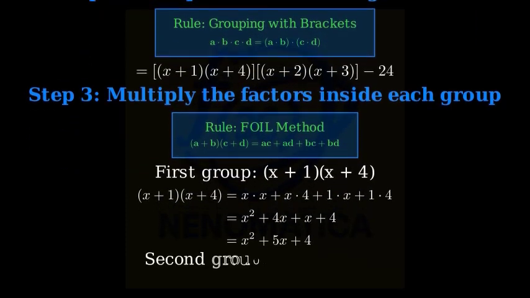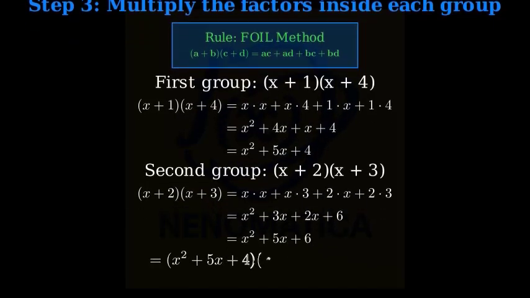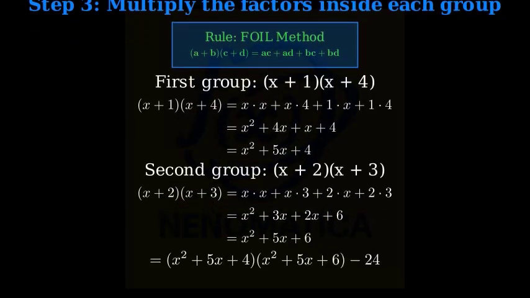Using the FOIL method, first, outer, inner, last, we get x times x is x squared. x times 4 is 4x, 1 times x is x, and 1 times 4 is 4. So, (x+1)(x+4) equals x squared plus 5x plus 4.